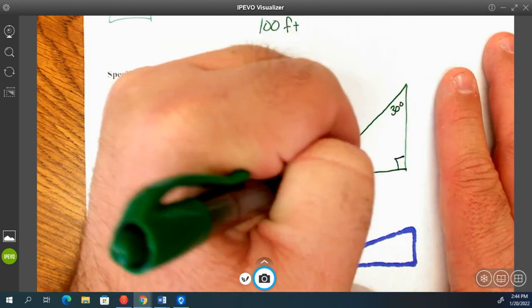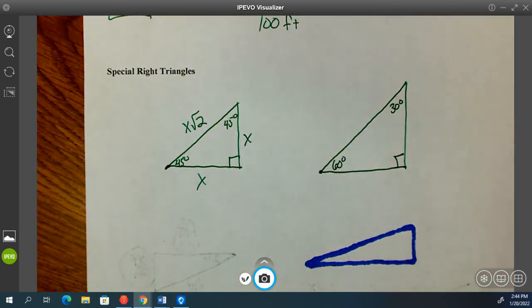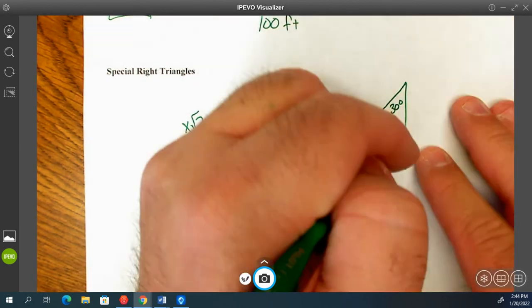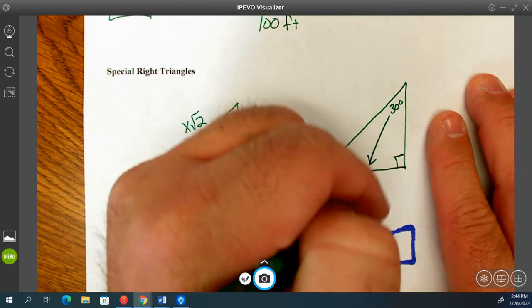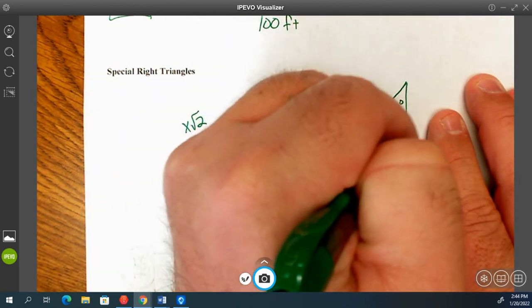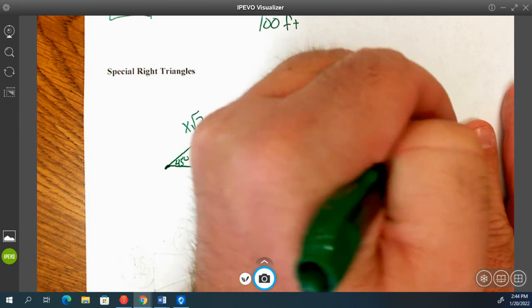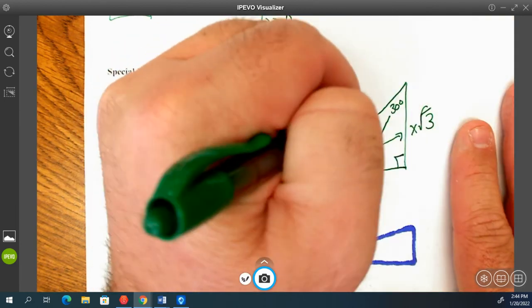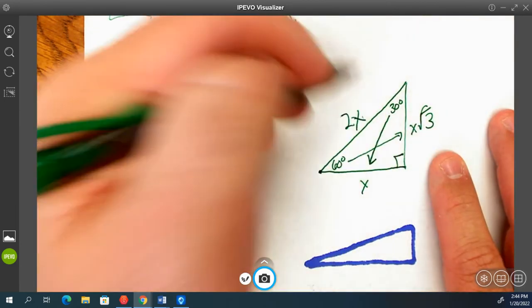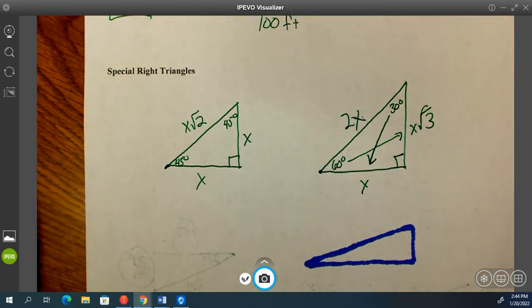If I have a 30, 60, 90 degree triangle, across from 30 is x, across from 60 is x square root of 3, and the hypotenuse is 2x. So as long as you understand these properties, you're going to have two problems. One's going to be a 45, 45, 90. The other is going to be a 30, 60, 90.